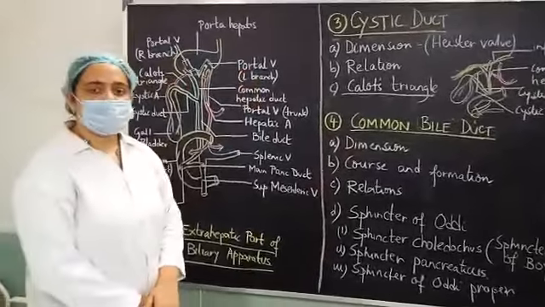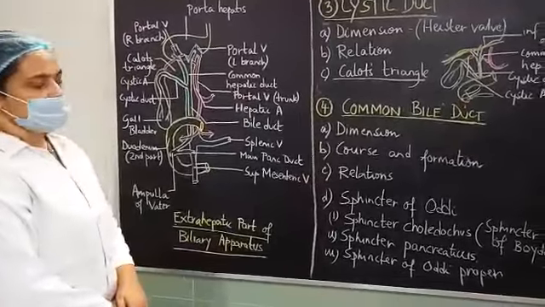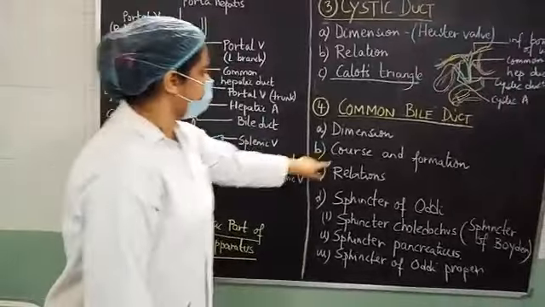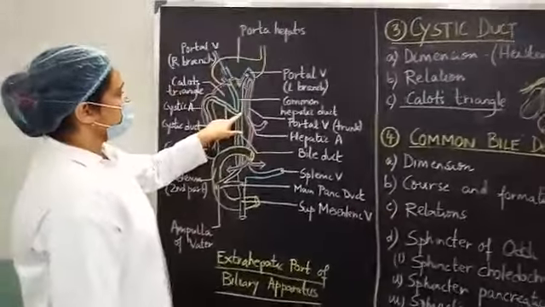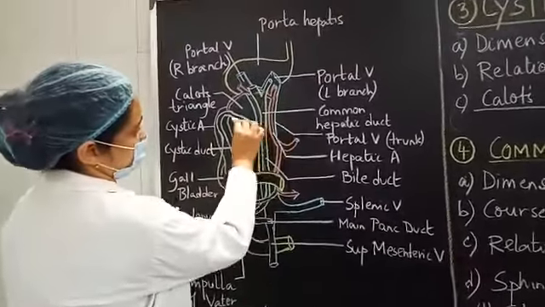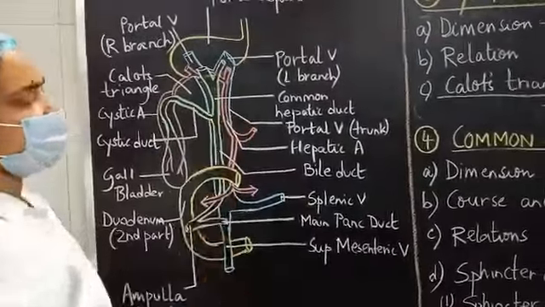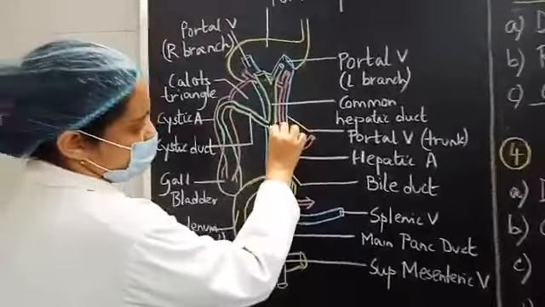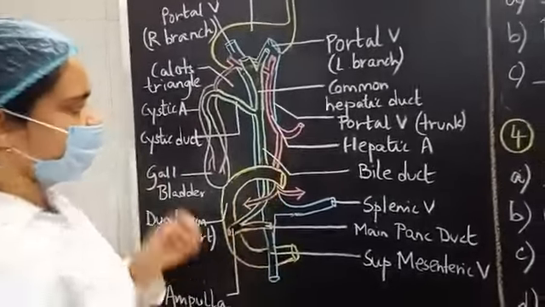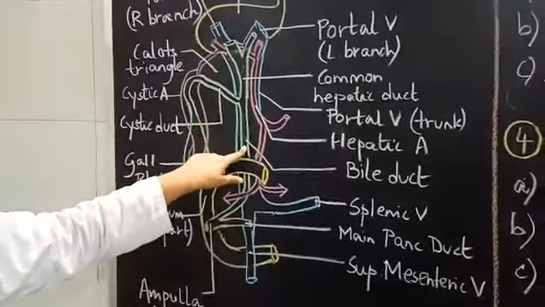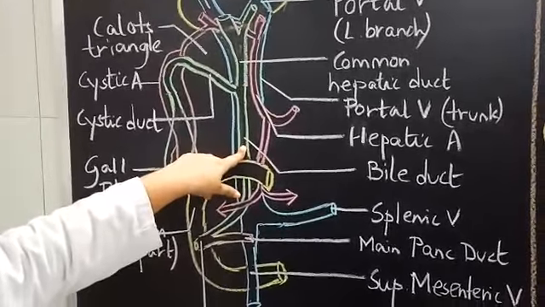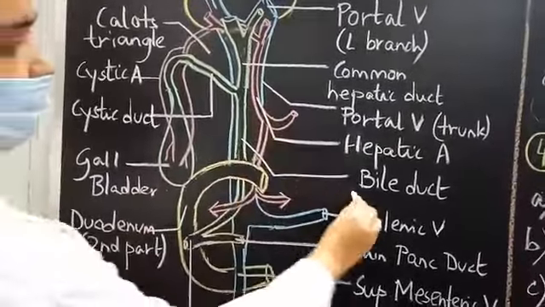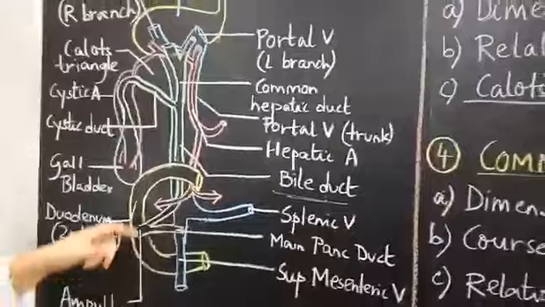Dimension, the length is about 7.5 centimeter and the breadth is about 6 millimeter. Now how is this common bile duct formed? It is formed by the union of the common hepatic duct and cystic duct 3 centimeter below the porta hepatis. What is its course? It runs downwards, backwards and slightly to the left within the right free margin of lesser omentum, which is forming the anterior boundary of the epiploic foramen. So this is the bile duct or common bile duct.